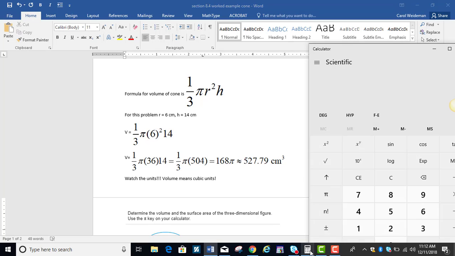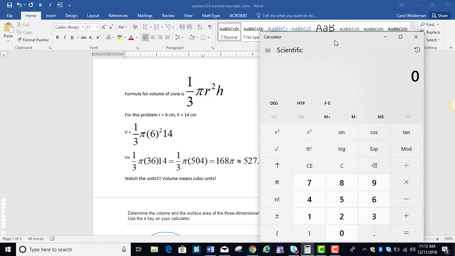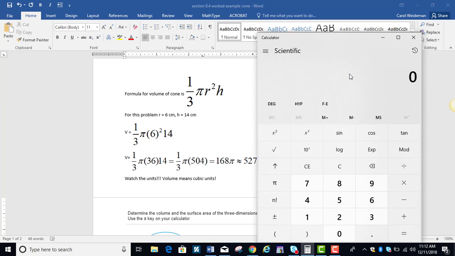Now what I'm going to show you is how to do this without stopping. I don't want you to write down intermediate steps. If we look at order of operations, the first thing we would do here is the exponent. So I'm going to put in 6 and square it, and I can use my square key here, 36. Then the next thing I can do is multiply by 14. I'm going to leave the pi multiplication until the very end.